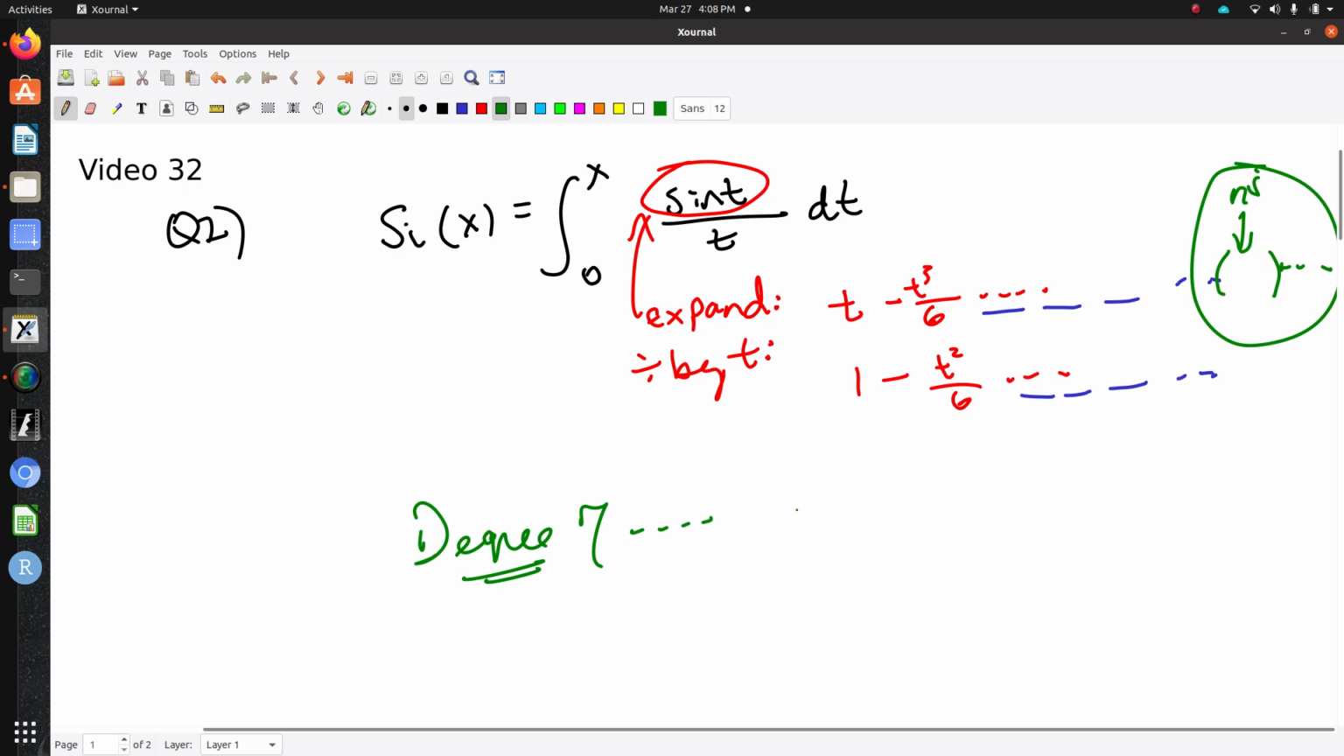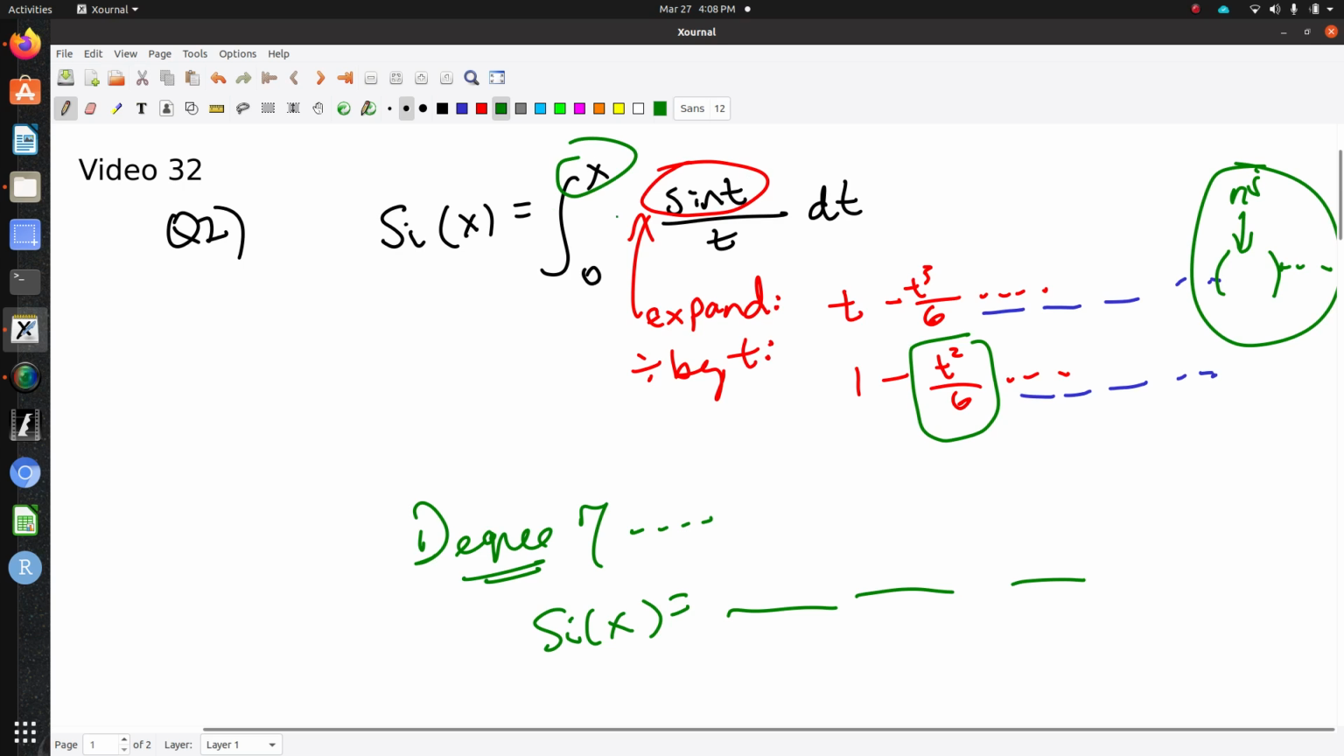Degree 7 means literally that once you're done integrating, not here, but once you're done integrating, don't go past t to the 7th. So if there's a 0 in front of t to the 7th, then you get that for free. But if it's a non-zero term, then that will be your last piece. Okay? So what you're going to do is you're going to have a certain number of pieces in your final answer. And that's after you integrate. So not just after you divide by t, but after you integrate.